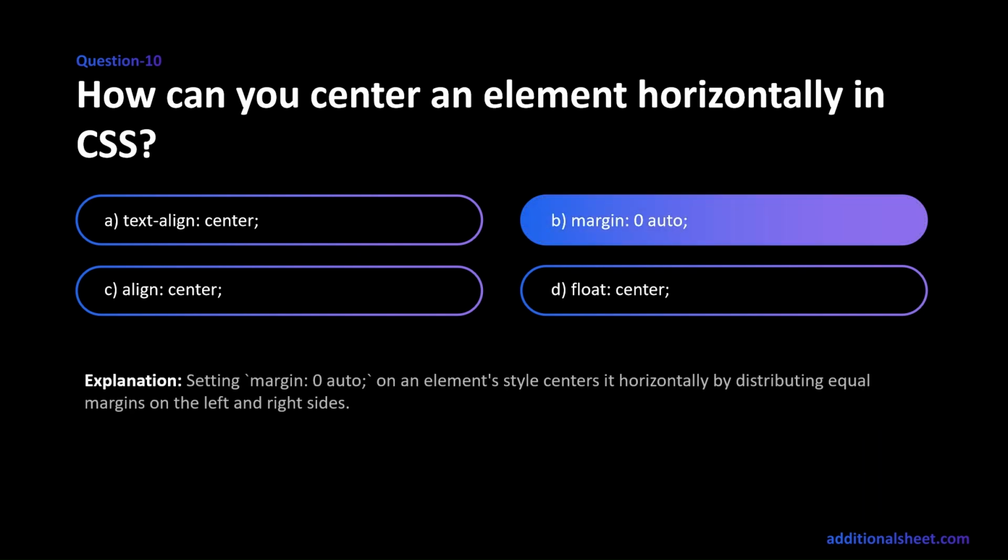Answer is option B. Setting margin: 0 auto on an element style centers it horizontally by distributing equal margins on the left and right sides.